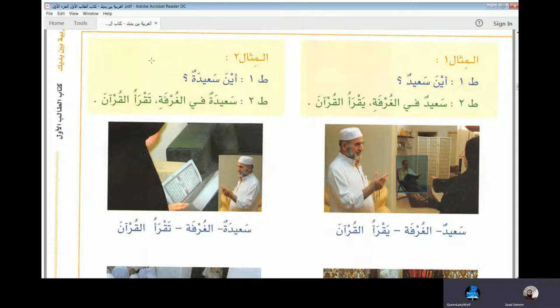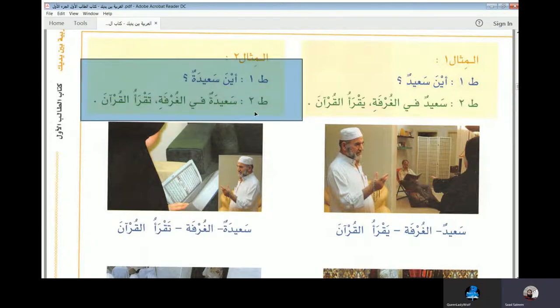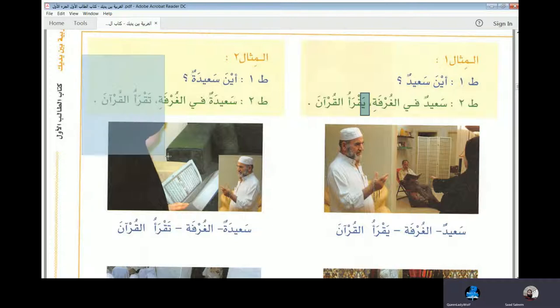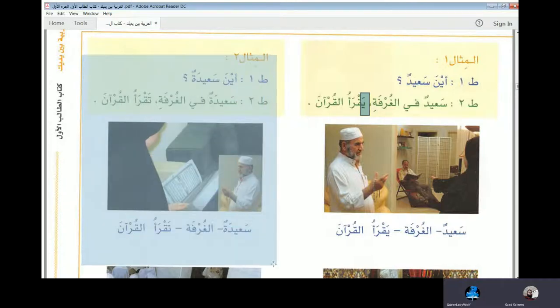Okay. Then the man will ask, Aina Saeedatun, where is Saeeda? The woman will tell him, Saeedatun fil ghurfati taqra' al Quran. Saeeda is in the room reading Quran. So ta is used for female and ya is used for the male. Ya is male, and ta is female.